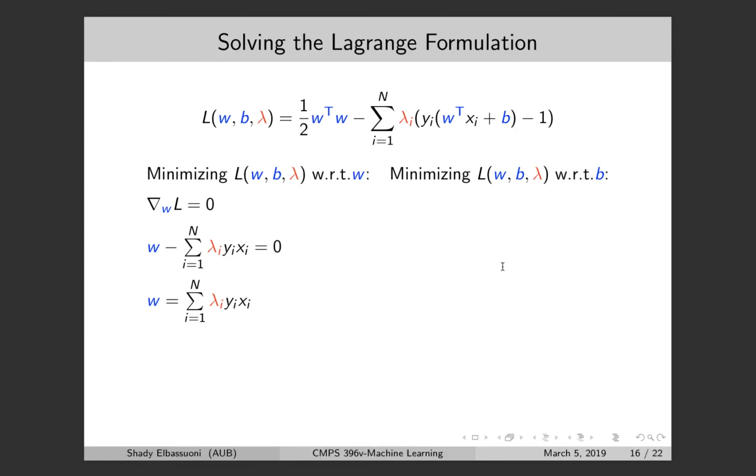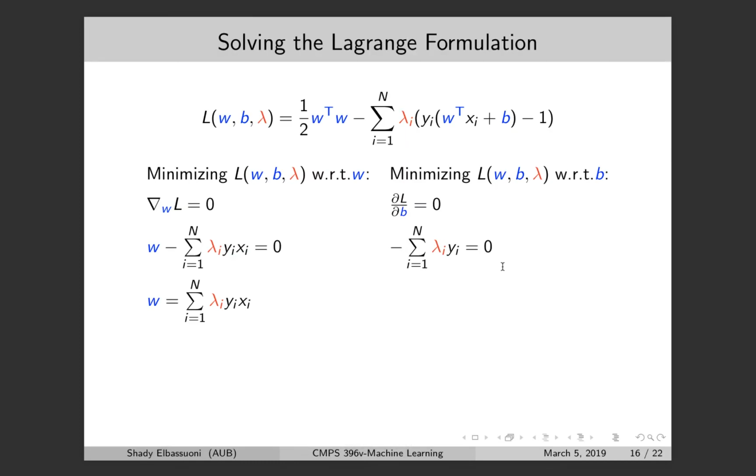Minimizing L with respect to B, the same thing. I'll differentiate and equate to 0. First component, half W transpose W, doesn't depend on B, so it goes away. And then I have minus sigma from i equal 1 to n lambda i yi W transpose Xi, which also doesn't depend on B, so it goes away. I get minus sigma i equal 1 to n lambda i yi is equal to 0.